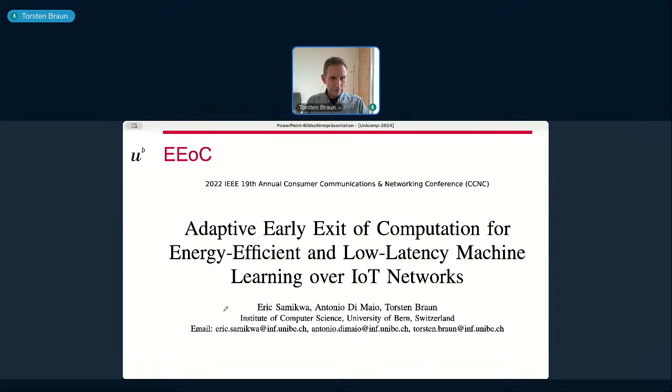So the first paper was called Adaptive Early Exit of Computation for Energy Efficient and Low Latency Machine Learning over IoT Networks. That was already more than 2 years ago when we published that paper at the CCNC conference.